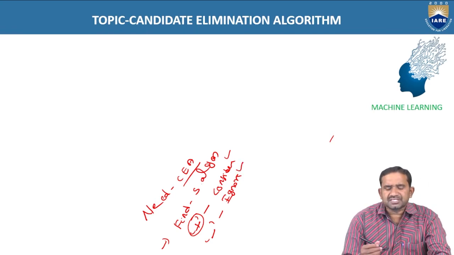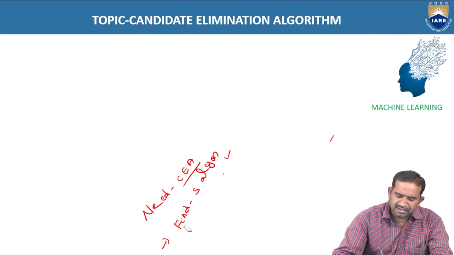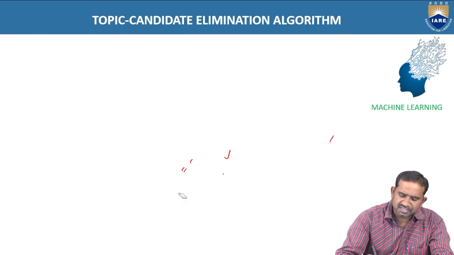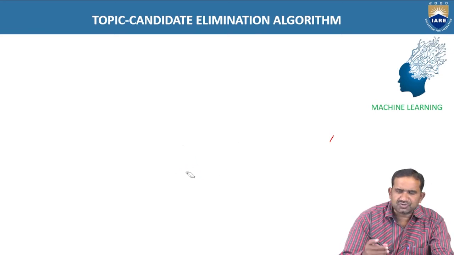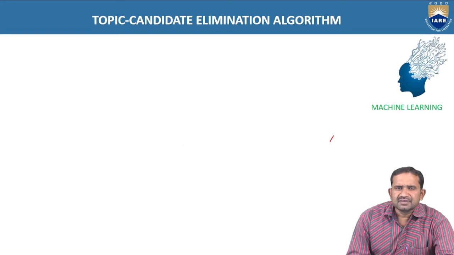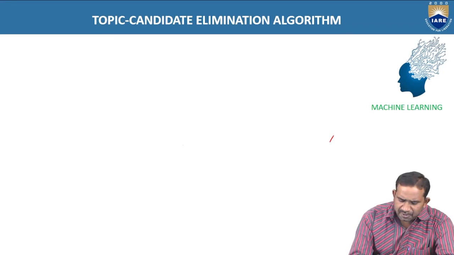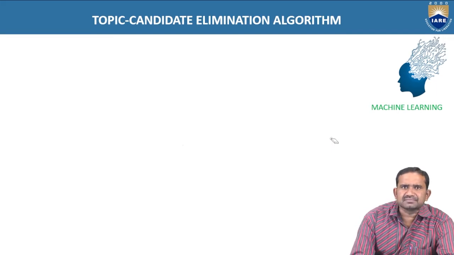To overcome that disadvantage of the Find-S algorithm, which focuses only on positive examples, we need analysis of the negative training examples also. So we move to the next algorithm, the candidate elimination algorithm.